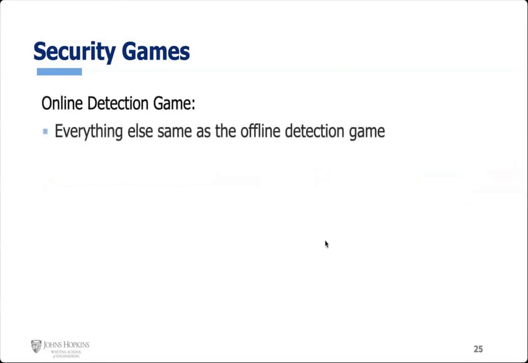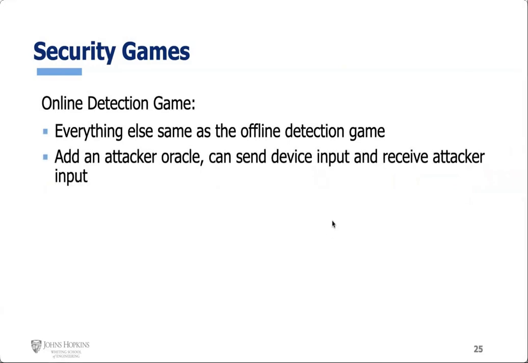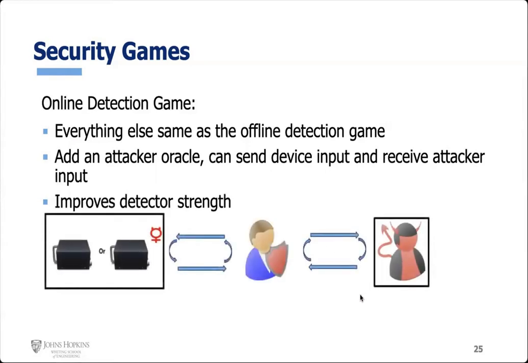Then we also have the online detection game. In the online detection game, you have everything else that is the same as the offline detection game, but you also have an attacker oracle. So this is supposed to emulate the setting where a detector deploys their device online and then they observe its behavior. Perhaps they observe what inputs the pool operator is sending to it, and this improves the detector's strength as they can observe whether particular inputs make the device go haywire. And yeah, this is a pretty strong detection model.